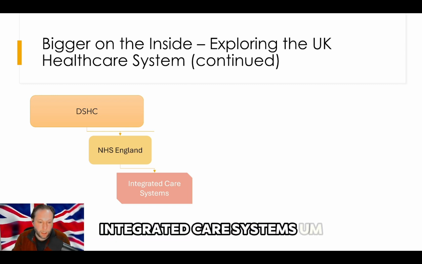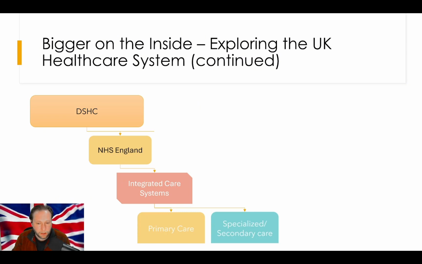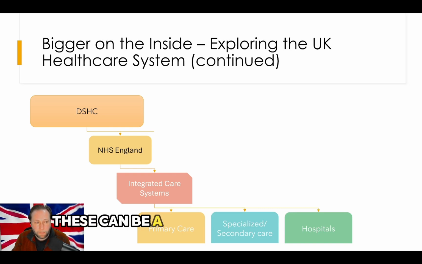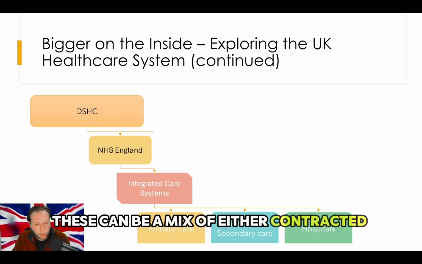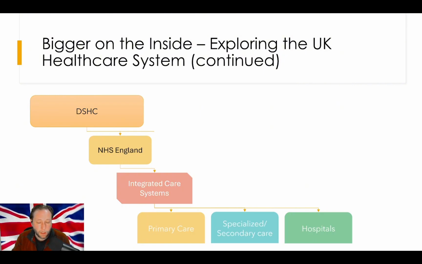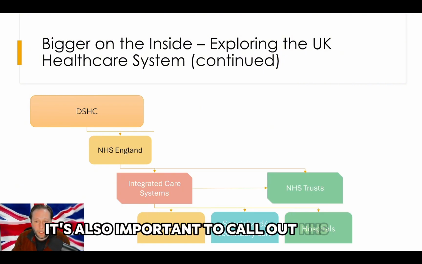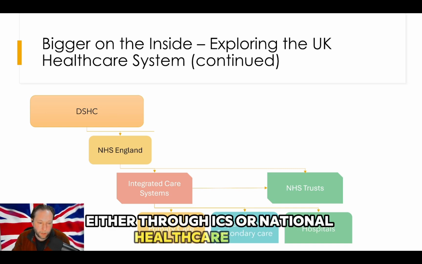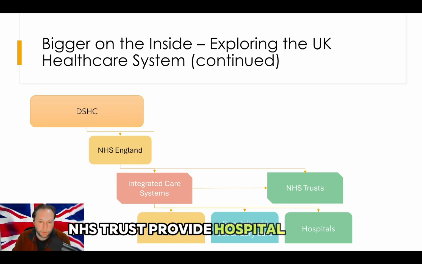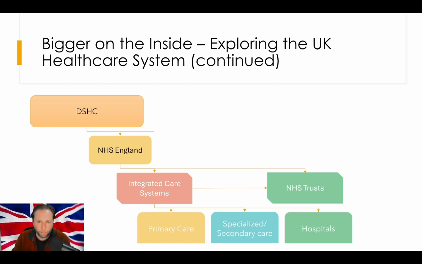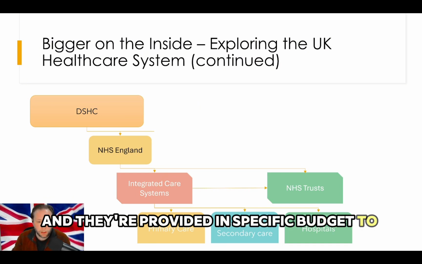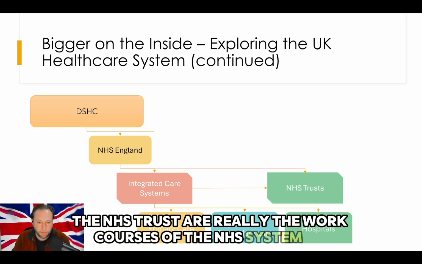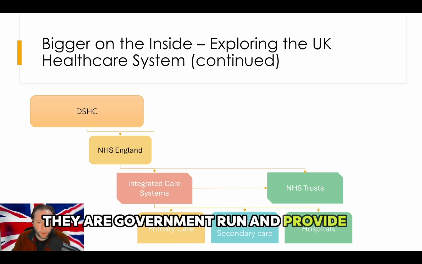Integrated care systems provide primary care, specialized and secondary care, and operate hospitals. These can be a mix of either contracted services or government employees. It's also important to call out NHS Trusts. NHS Trusts receive funding either through ICS or the National Healthcare System. NHS Trusts provide hospital services and ambulatory services, and they're provided a specific budget to provide the services. The NHS Trusts are really the workhorses of the NHS system. They are government run and provide the majority of care.